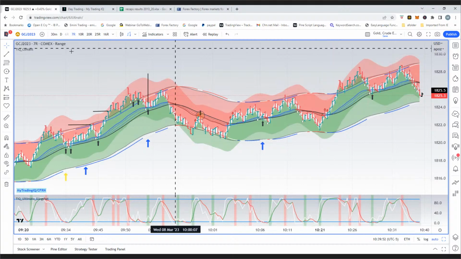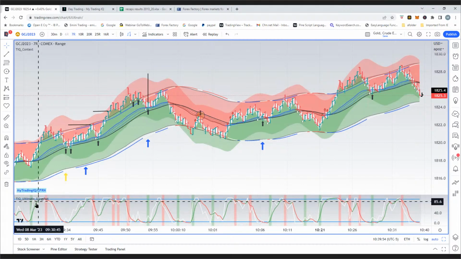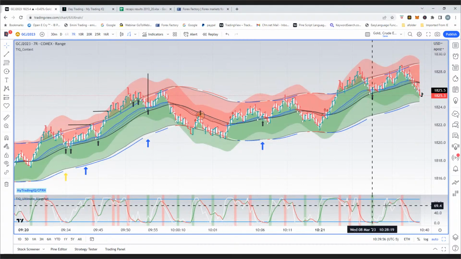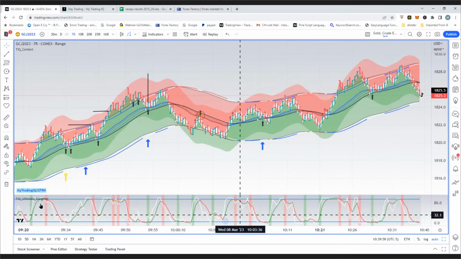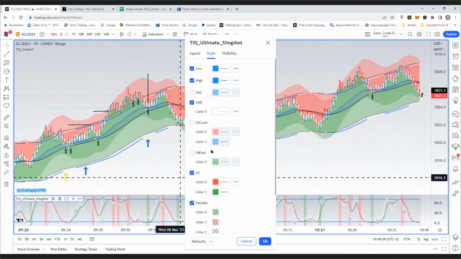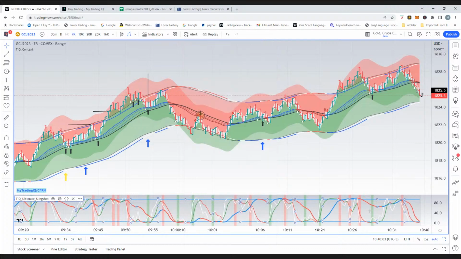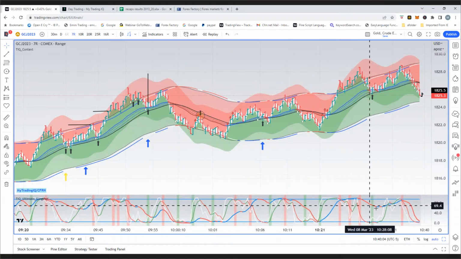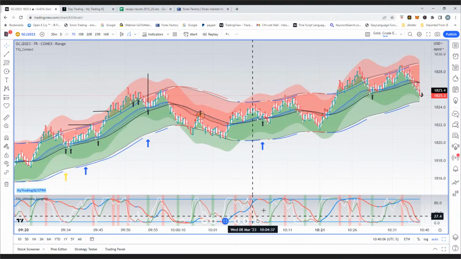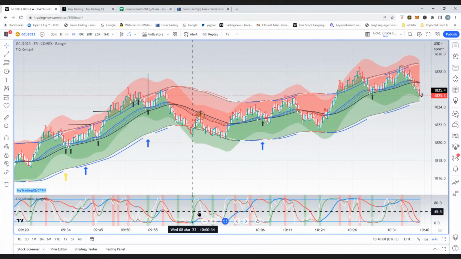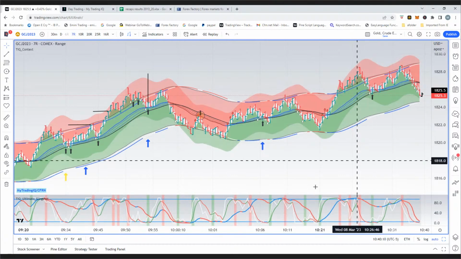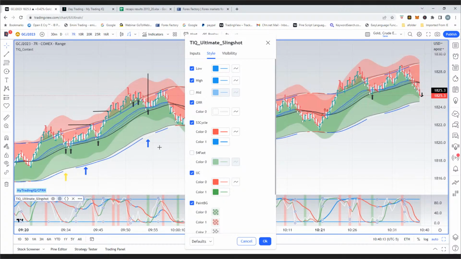Now, with the TradingView where you have the ultimate slingshot, you're not going to get that divergence and separation, right? If I were to add the S3 line in here, then you would get that divergence and separation. Okay, but we don't need to use that in here, right? We don't need to use that. So I'm going to get rid of that for right now.